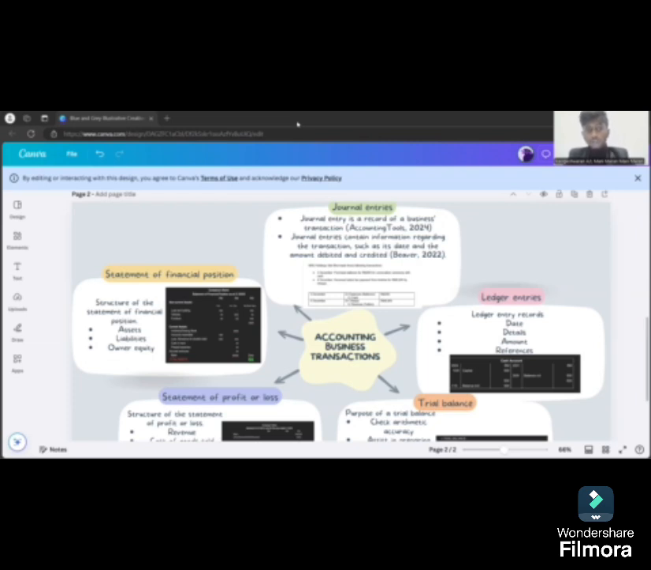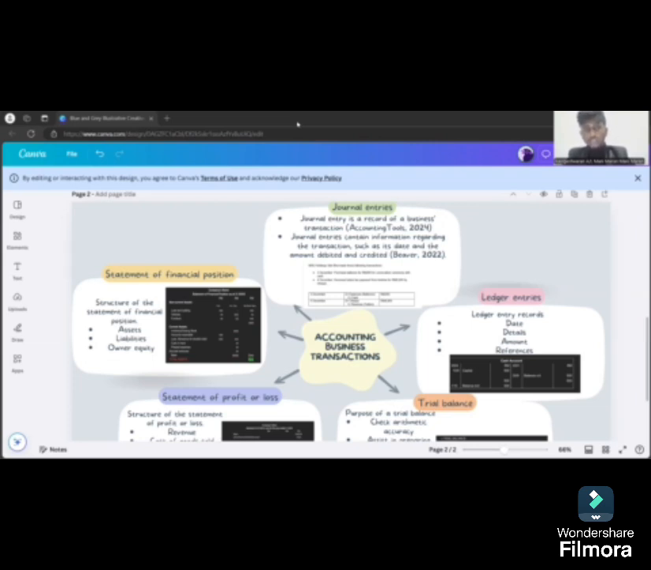The third one would be amount. The amount in each ledger entry reflects the monetary value of the transaction. It is split into two sides, debits and credits. Under the double entry system, every debit entry has a corresponding credit entry, and the total amount debited must equal the total amount credited. The last one would be references or transaction ID.